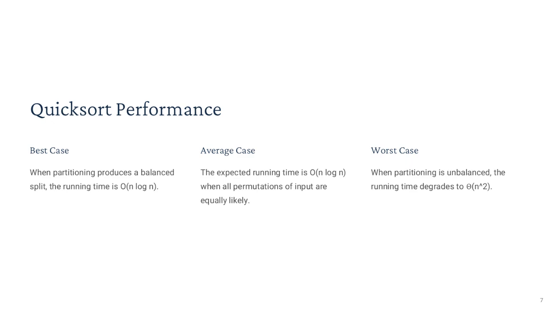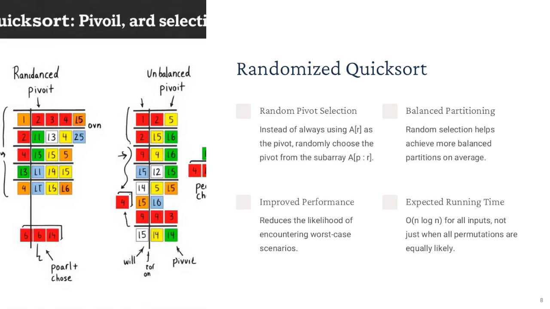By mitigating worst-case scenarios, Quicksort achieves its renowned efficiency and robustness. Randomized Quicksort is a variation designed to overcome the limitations of traditional Quicksort by reducing the probability of encountering worst-case scenarios. Instead of always selecting the last element as the pivot, this approach chooses a random element from the subarray. The chosen element is then swapped with the last element before the partitioning process begins.